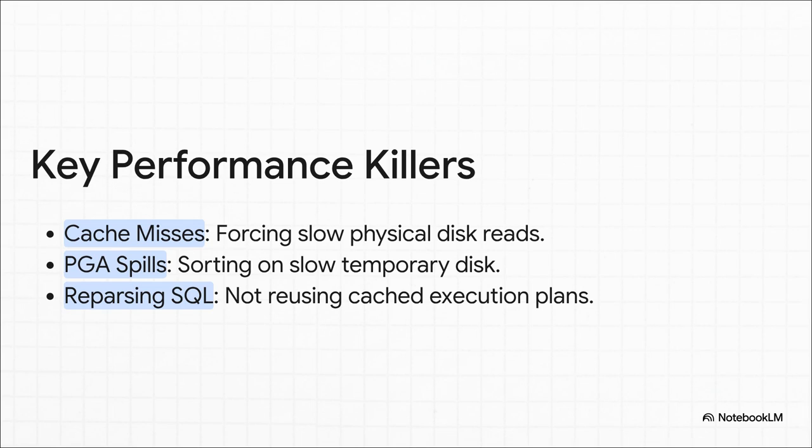So, let's wrap this journey up. What are the big performance killers we discovered? The things we absolutely have to watch out for. Number 1, cache misses, forcing those slow, painful trips to the disk. Number 2, PGA spills, when a big sort runs out of memory and also has to use that slow disk. And number 3, reparsing SQL, which forces the database to reinvent the wheel when it really doesn't have to. Avoiding these 3 is the name of the game.